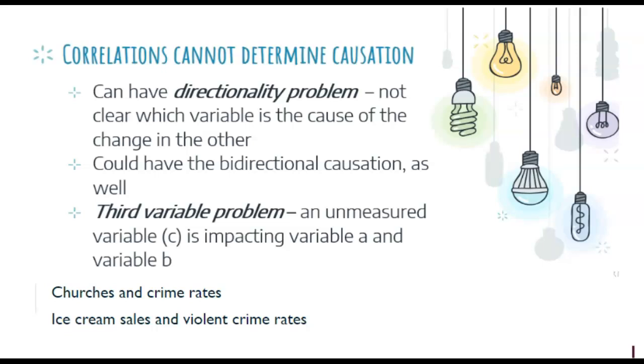Another common example is that there is a positive correlation between the number of ice cream sales in a city and the number of violent crimes that occur. And you might be thinking, ice cream leads to violent crimes? Again, correlation does not equal causation. There's a third variable. In this case, it's the heat. In the summertime, crime rates tend to go up because people are out and about more, but so does the number of ice cream sales because of the heat. So again, a third variable problem.